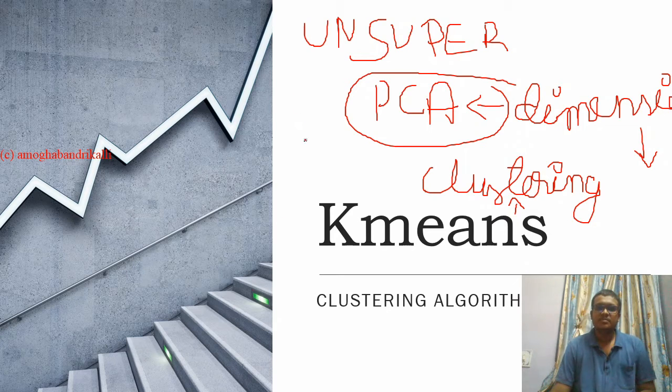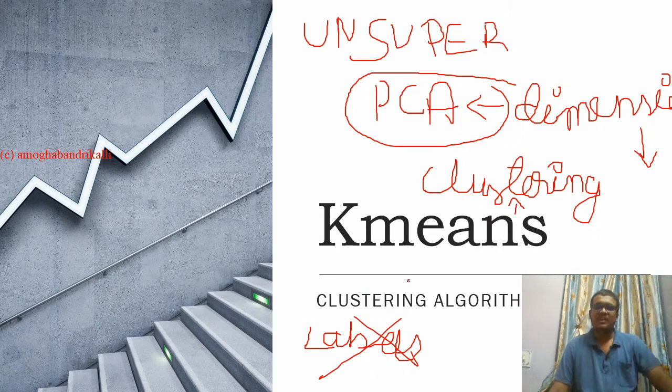Unsupervised method means there will be no labels. When the labels are absent, you cannot differentiate between two classes, so you need to cluster based on the neighbors. This is the type of method where things happen based on the clustering.